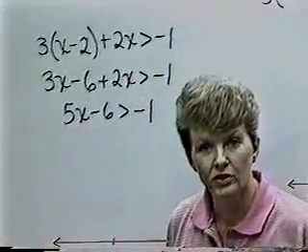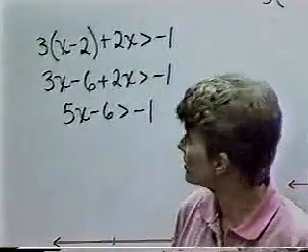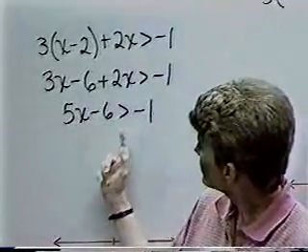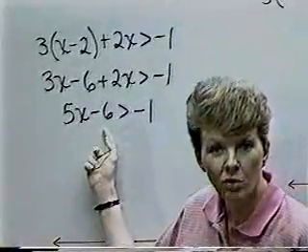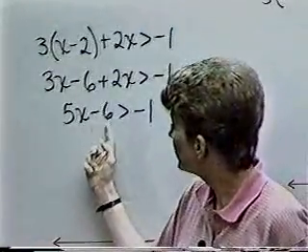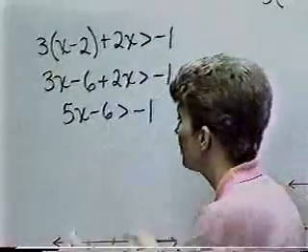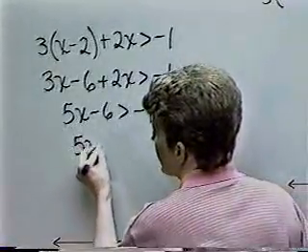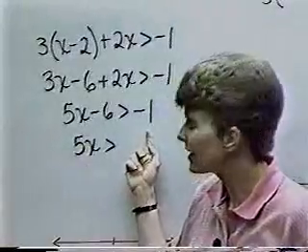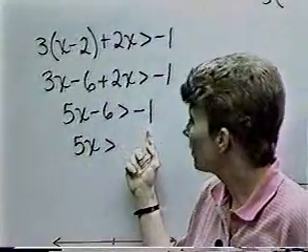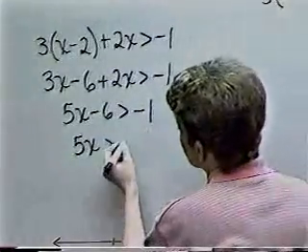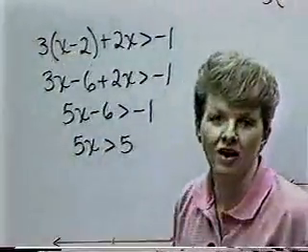Now let's move variable terms to one side, constants to the other side. To do this, I believe I'll add 6 to both sides of my inequality. If I add 6 to the left-hand side, I'll have negative 6 plus 6, or 0, so I'll have left the 5x greater than, if I add 6 to the right side, that would be negative 1 plus 6, and negative 1 plus 6 is a positive 5.